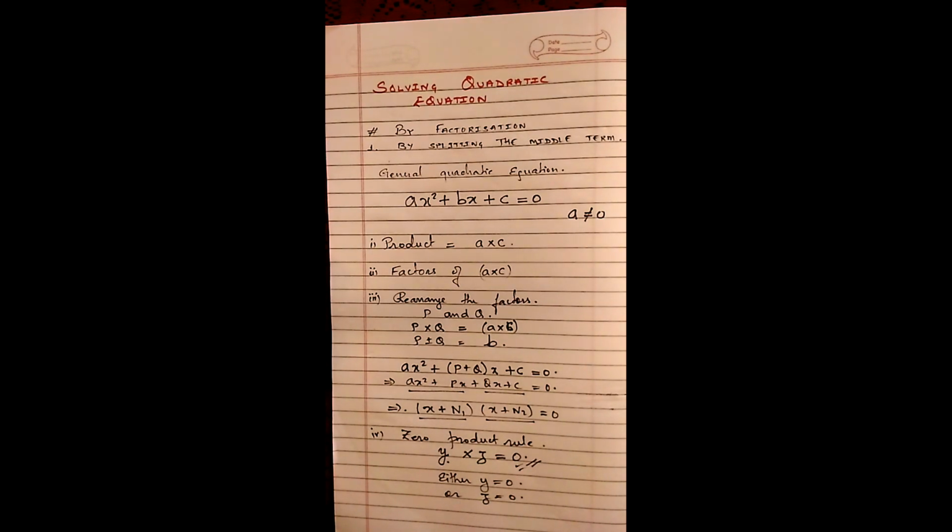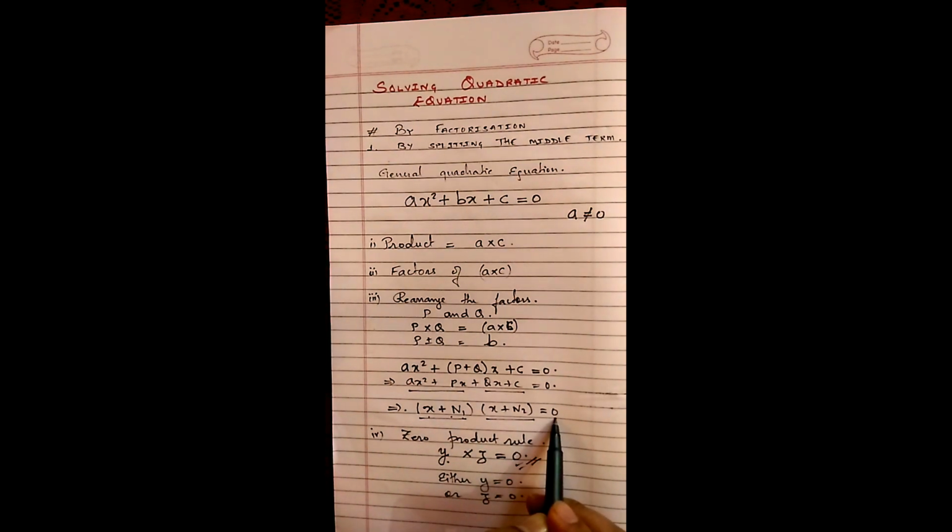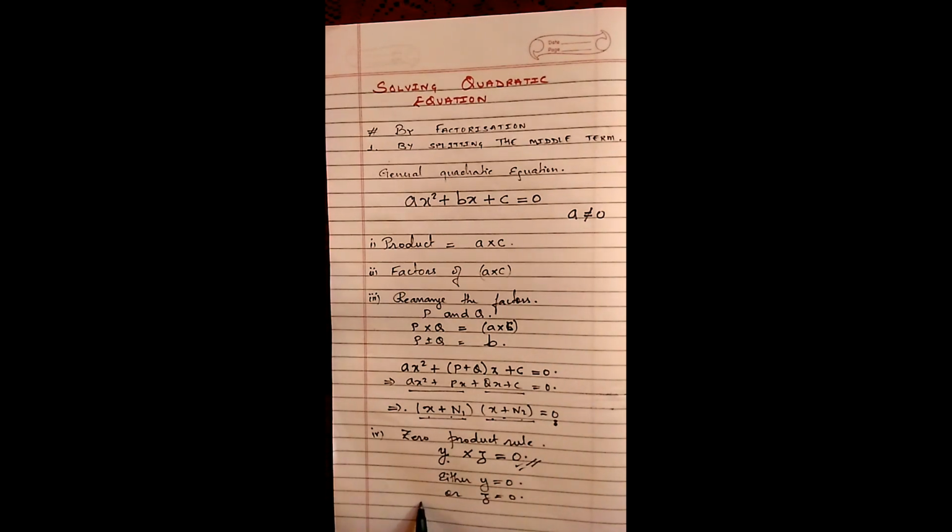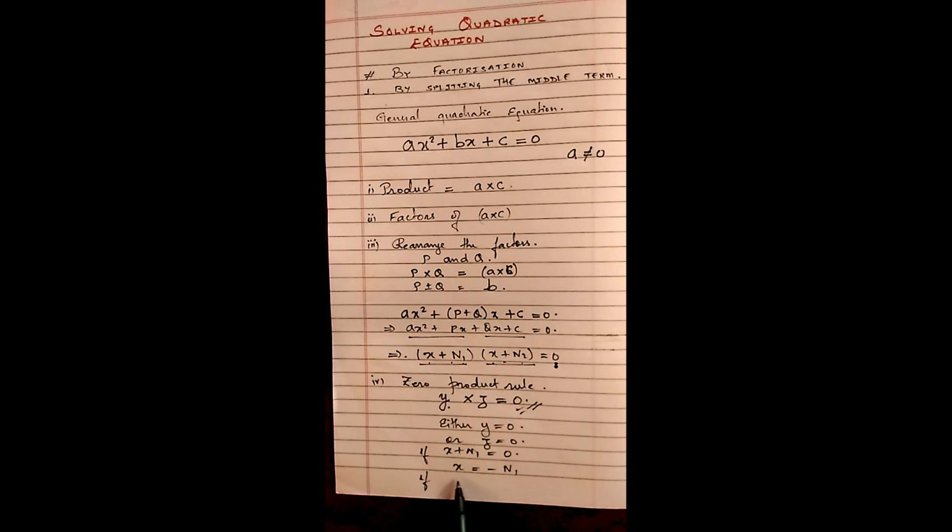Otherwise it's not possible. So in this case also, either x plus n1 is equal to 0 or x plus n2 is equal to 0. So if x plus n1 is equal to 0, then x is equal to minus n1, and if x plus n2 is equal to 0, then x is equal to minus n2. So this minus n1 and minus n2 will be the roots or the solutions of this quadratic equation.